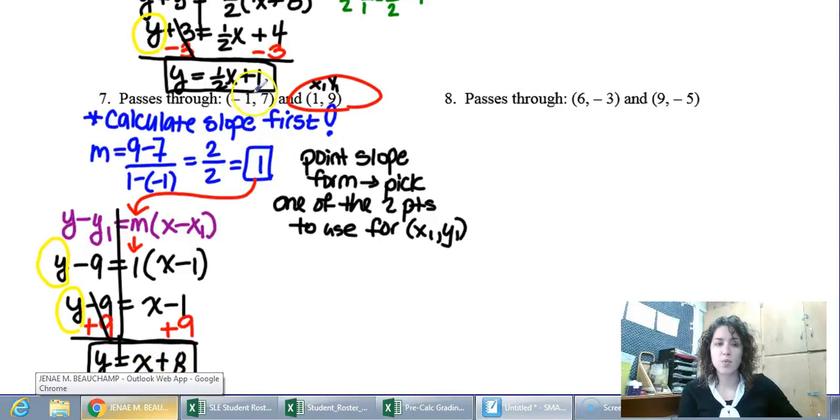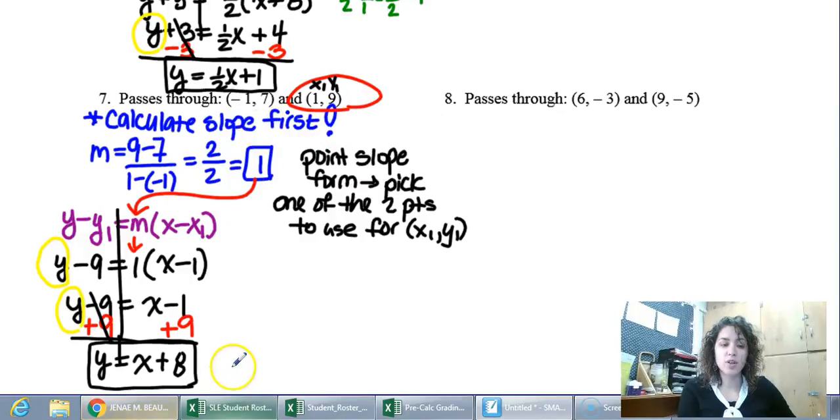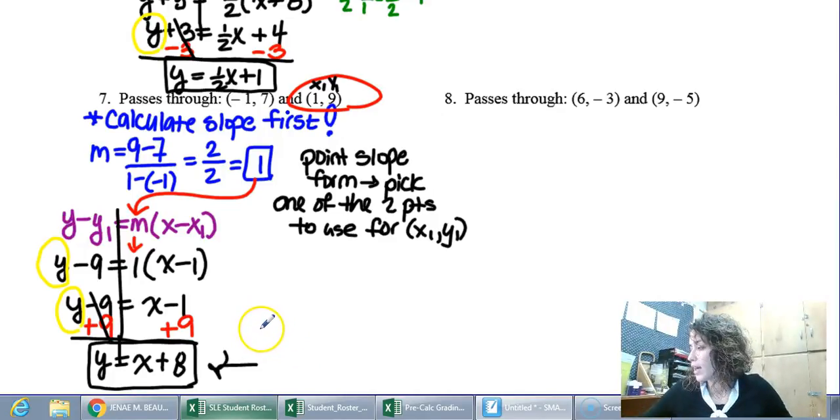So this is the strategy when I'm just given 2 ordered pairs. The only thing I can do with that to start is actually calculate slope. I've got 2 points and slope, so that lends itself to point-slope form, where you get to pick. If you had used -1, 7, you should end up at the exact same equation, no matter which point you chose on the line.